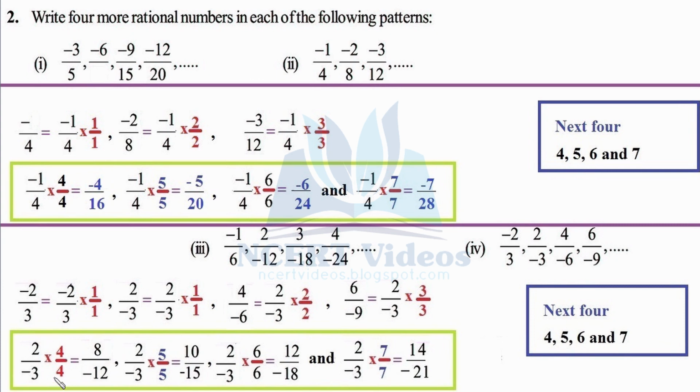So you get 4 2s are 8, 4 3s are 12 with minus sign, 5 2s are 10, 5 into minus 3 is minus 15, and 6 into 2 is 12, 6 into minus 3 is minus 18, 7 2s are 14, 7 into minus 3 is minus 21. So these are the required 4 more rational numbers for the fourth part. So that is your second question.